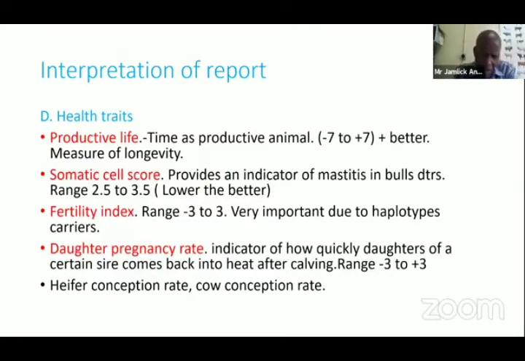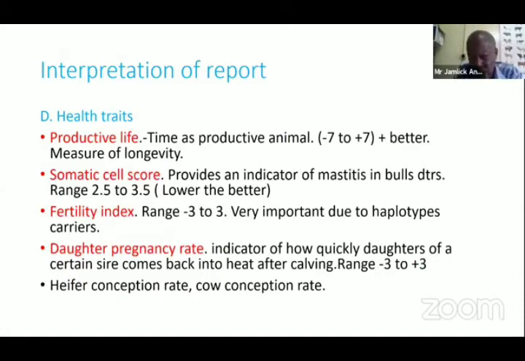Among the other traits in the catalog, you find the product price of an animal. Productive life is normally denoted as PL. It is the time the animal would stay on the farm as a productive animal. It is a measure of longevity.